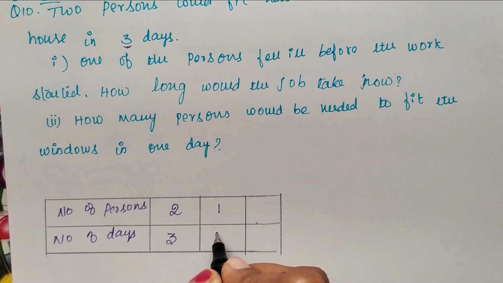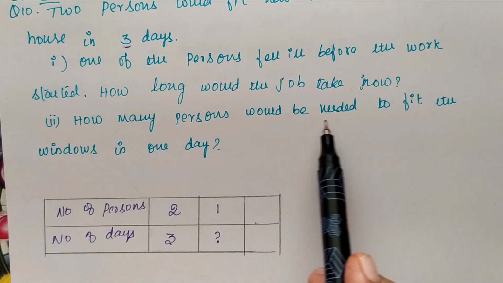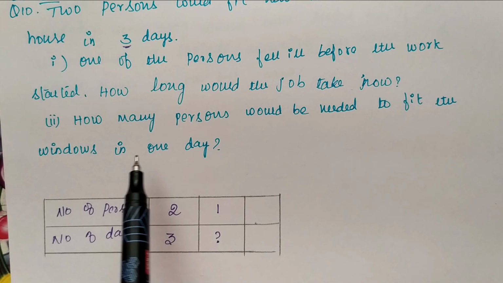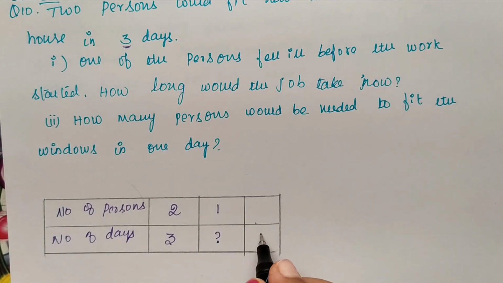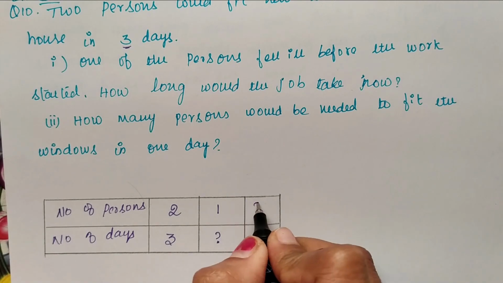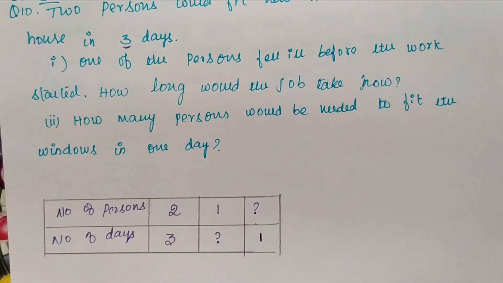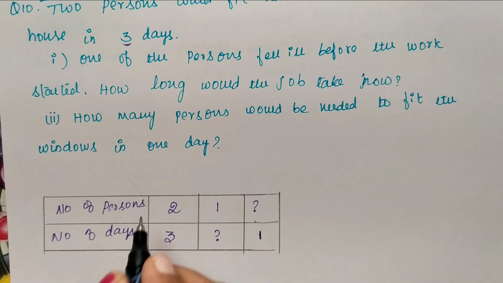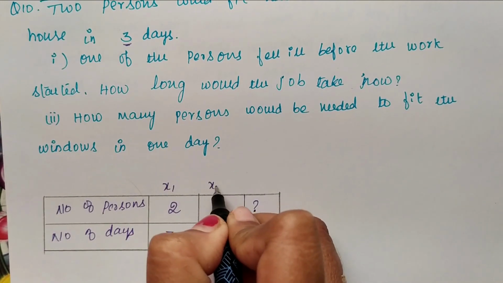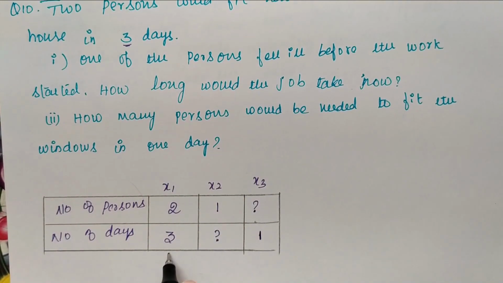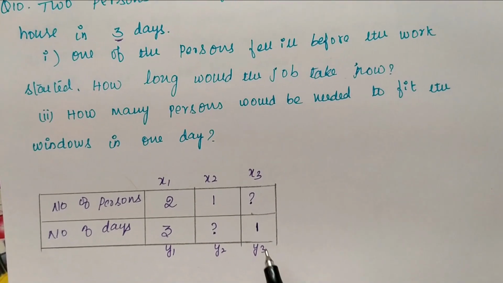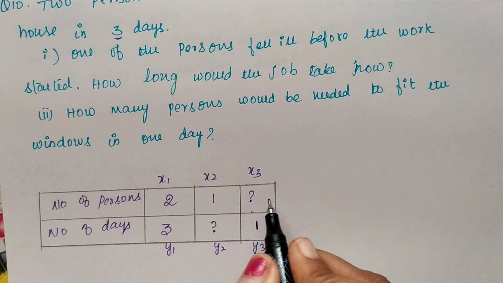So how long would it take? How many persons would be needed to fit the windows in 1 day? So in 1 day, the number of days is 1. So how many persons would be needed if we want to fit in 1 day? So we can take this as x1, x2, x3, y1, y2, y3. We have to find y2 and x3.